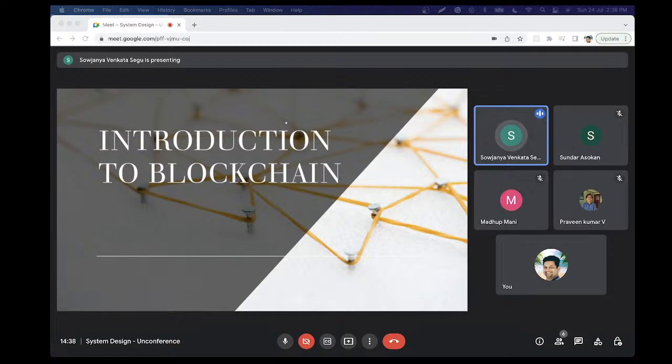Today we are looking at the introduction to blockchain, which will set the base for the future sessions so that we can deep dive into the technology. This is a trending technology these days. It emerged 10 years back and now it is in adoption phase.